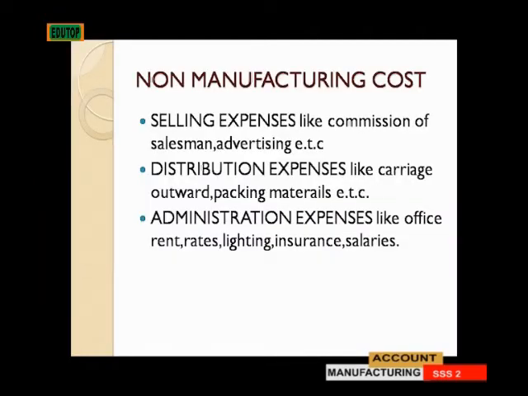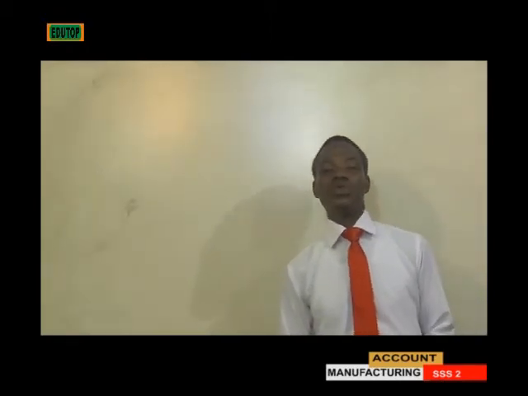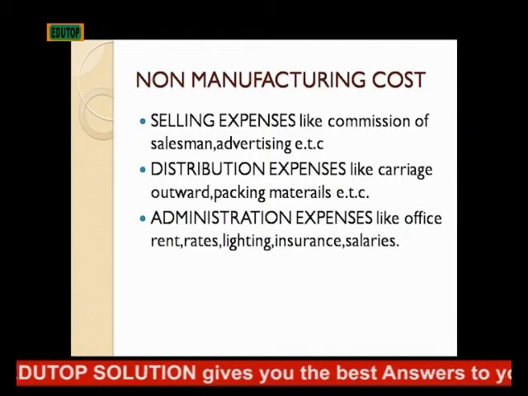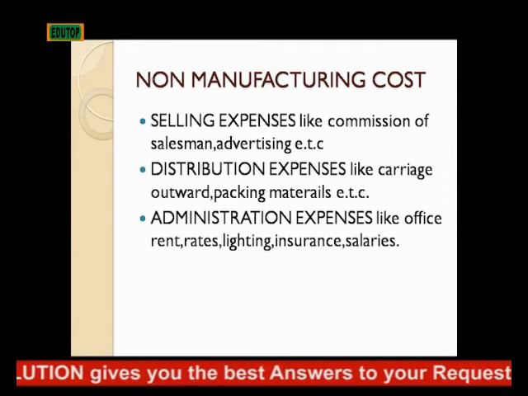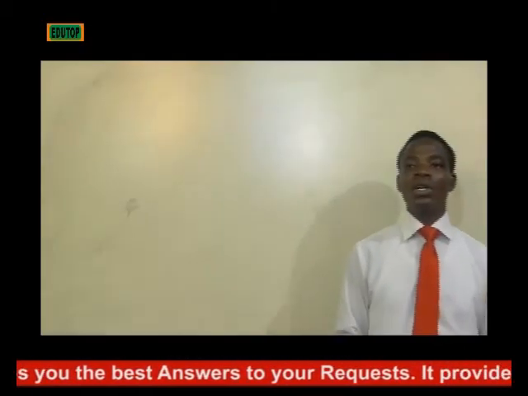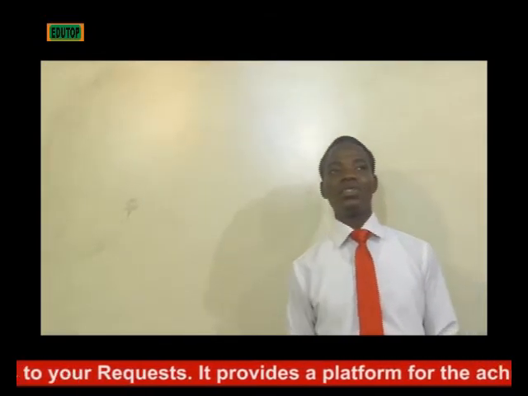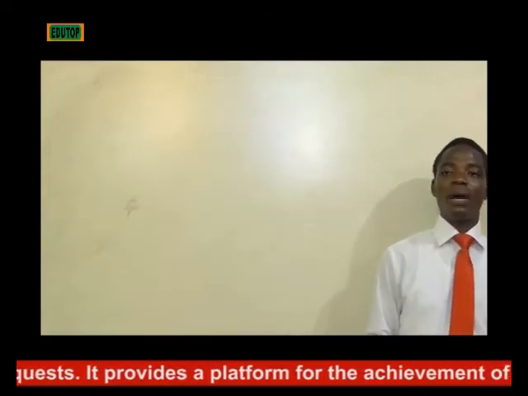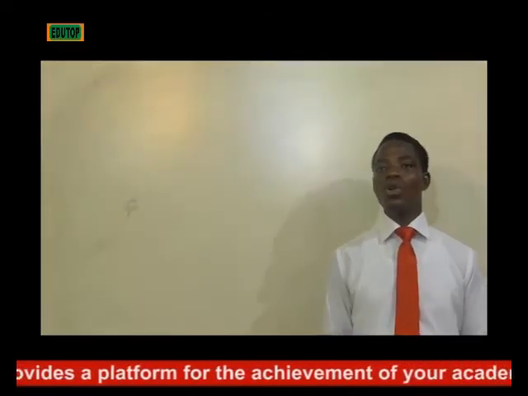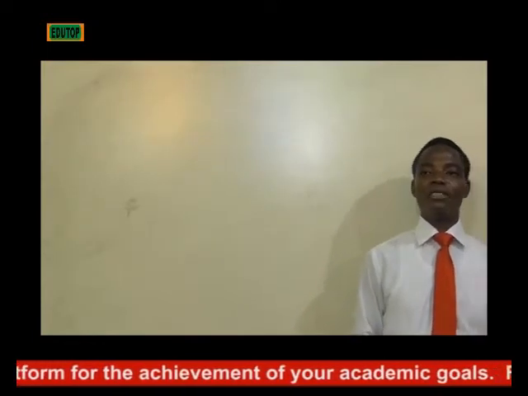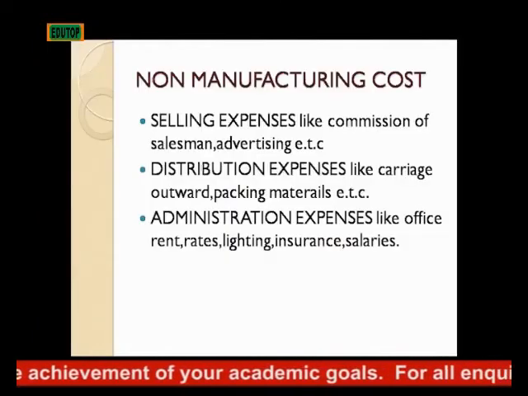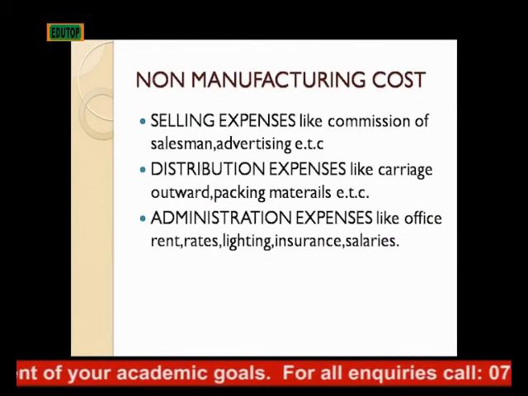Under it, we have the selling expenses. Examples of selling expenses are commission of salesman and advertising. Those are related to selling expenses. Then we have distribution expenses, like the expenses they incur when they are packing goods, loading and offloading, and distributing to their different destinations and to the customers who need those goods. So the expenses incurred are distribution expenses. Here we have carriage outward, packing materials, and so on.